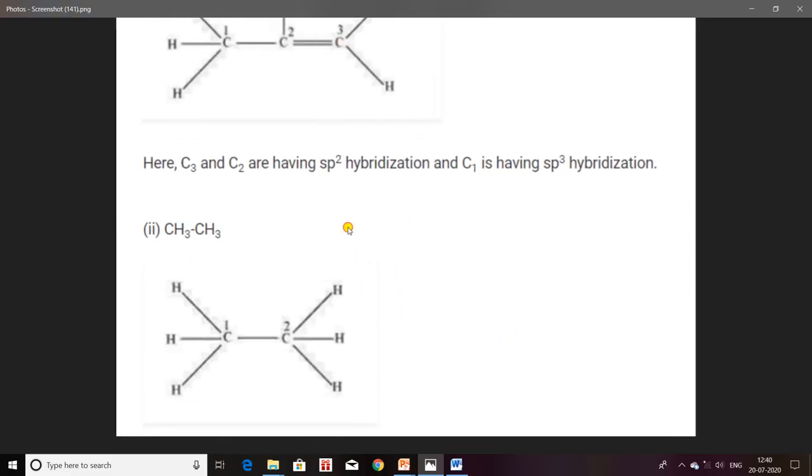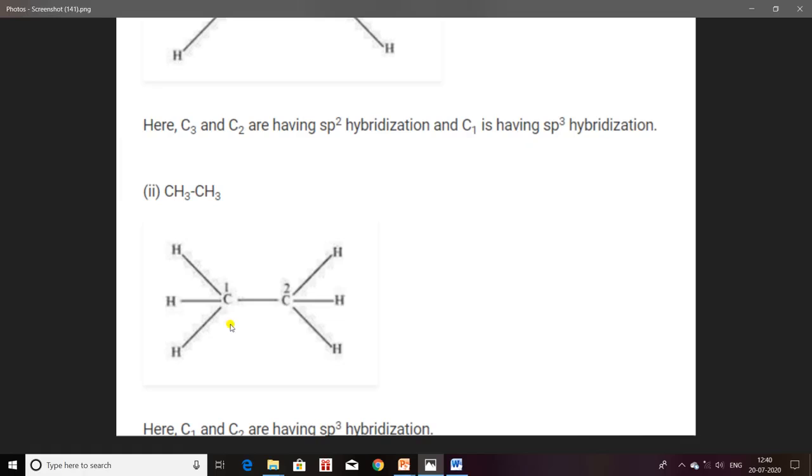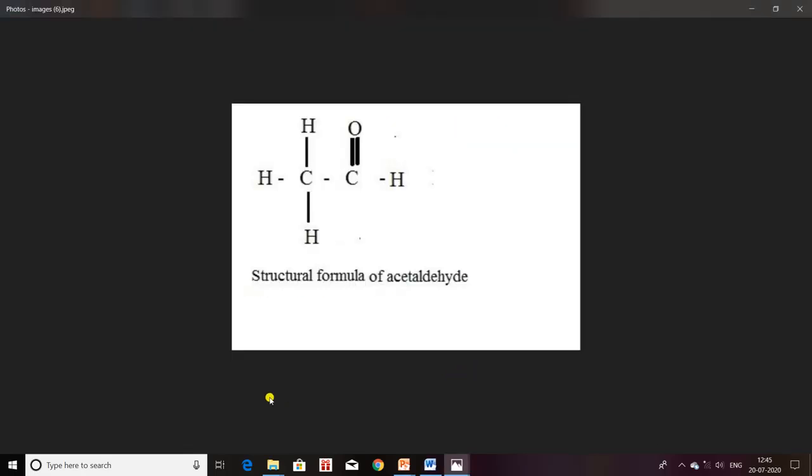In the same way, second part CH3 CH3. Here carbon is making 4 single bonds. That means it is sp3 hybridization. Here also 4 single bonds, sp3 hybridization. So next is CH3 CHO. Here carbon is making 4 single bonds, right? So hybridization is sp3. Here carbon is making 2 single bonds, 1 double bond. So hybridization of this carbon is sp2. This is a short trick to determine the hybridization.